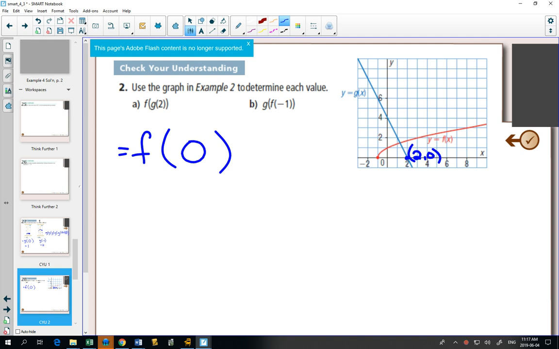And f of 0 is asking, when x is 0, what's y? So quickly look at your graph, mental math it. Okay, and be careful here, because a lot of people pick -1. We're not looking for where the y value is 0. We're looking for where our x value is 0. When x is 0, our y value is equal to +1. So f of 0 is equal to 1.